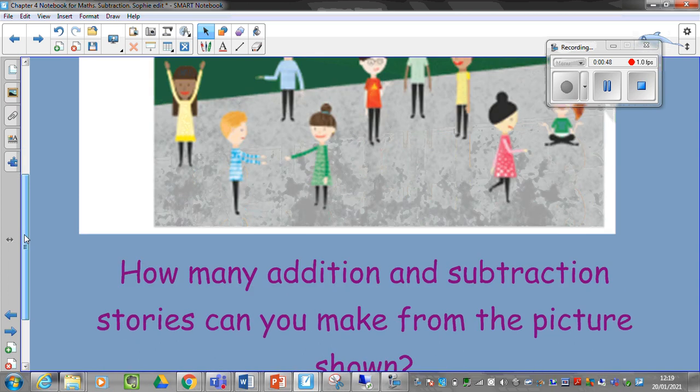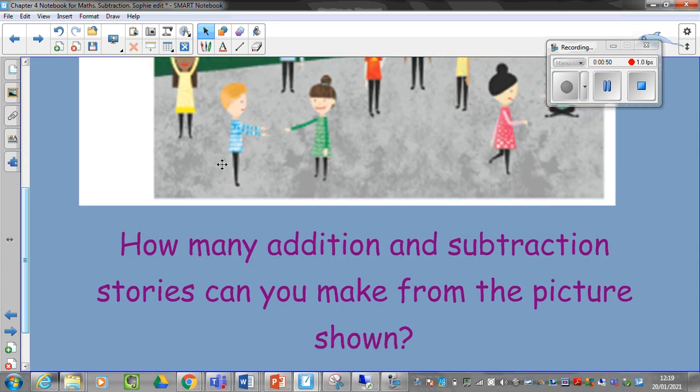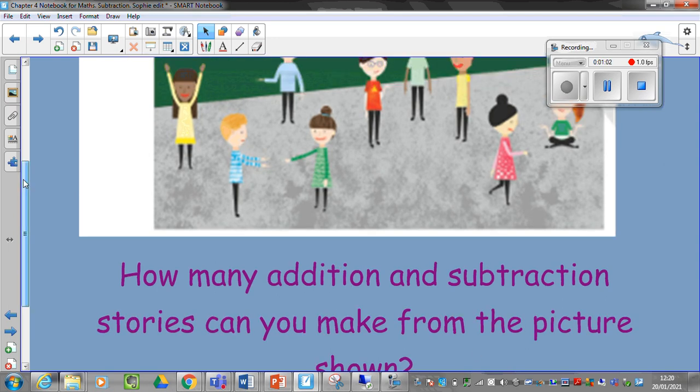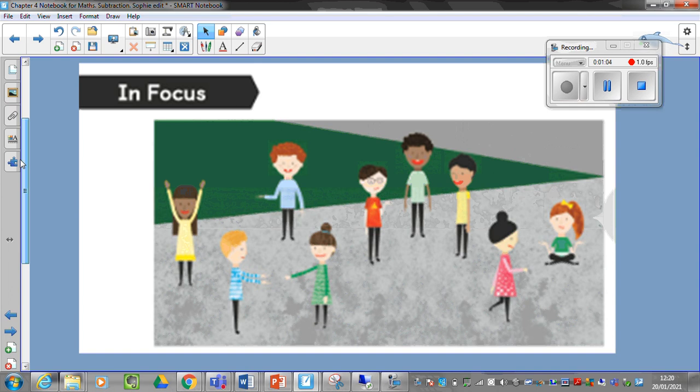Now, what I want you to have a look at is how many addition and subtraction stories you can make from the picture shown. Now, if you can make a subtraction story, you'll be able to make a similar addition story too, which is something that we move on to in a couple of lessons time. But have a little look at this picture, pause it and see what addition and subtraction number sentences you can make, and make a big list with your partner. Okay, pause now.